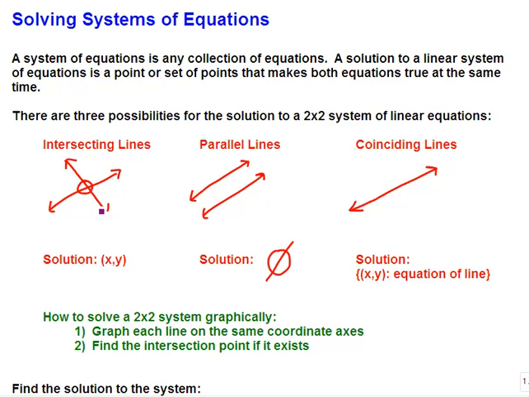Another possibility with 2 lines is that they could be parallel lines. And if that's the case, there's no intersection at all, so our solution would be the empty set.